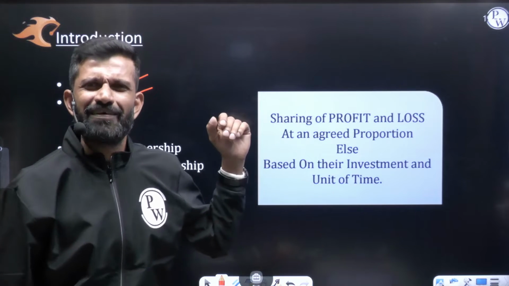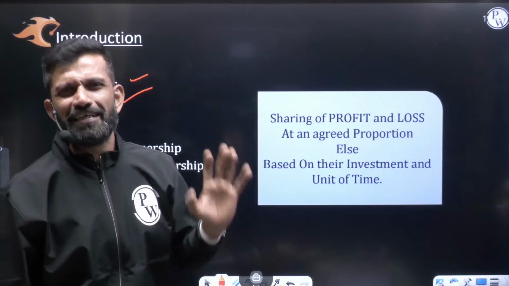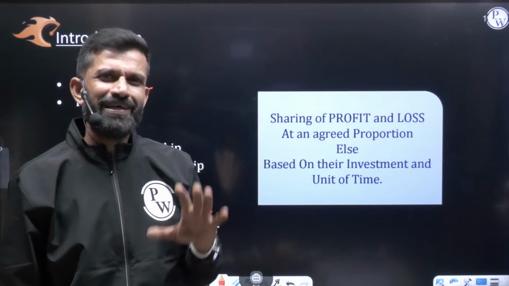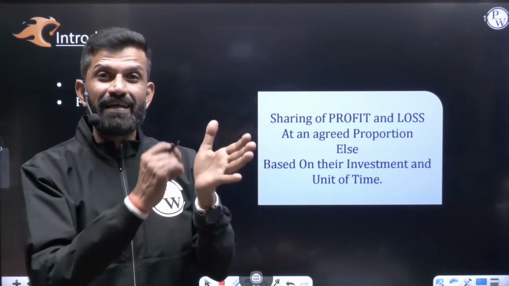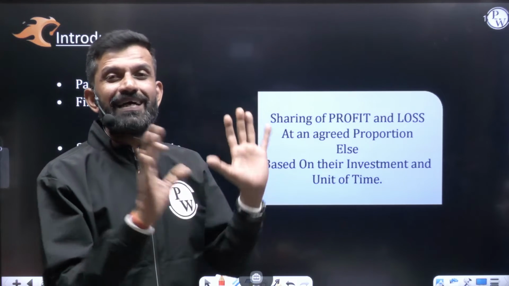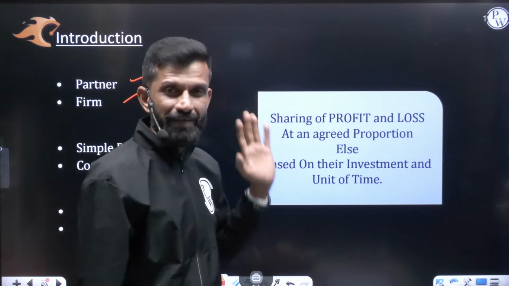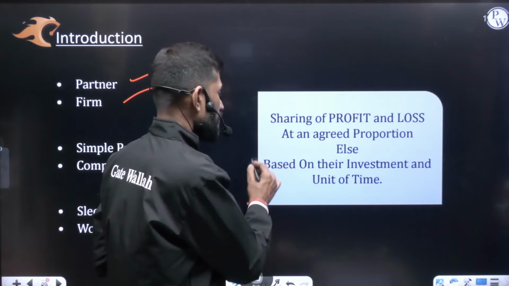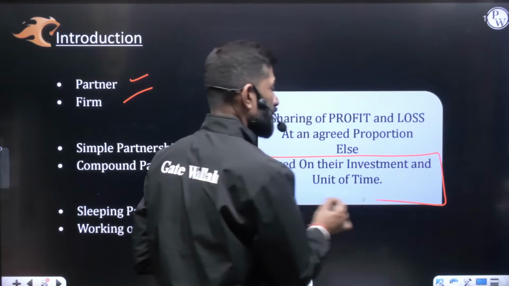So whatever the investment, they will share it equally or in a 1:2 ratio. That is an agreed proportion. They will write one MOU, a mutual understanding, and go according to that. This is one way. Another way is based on their investment and unit of time.